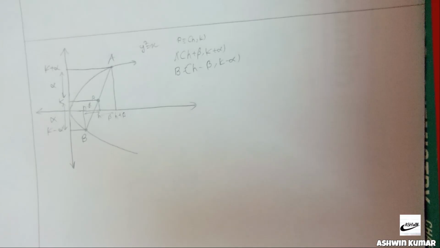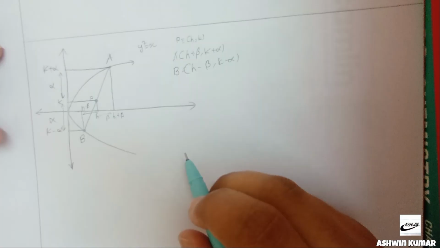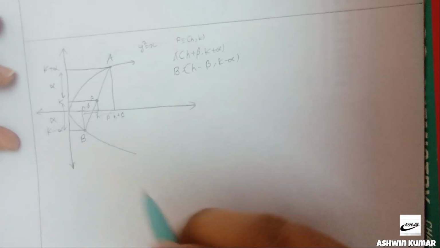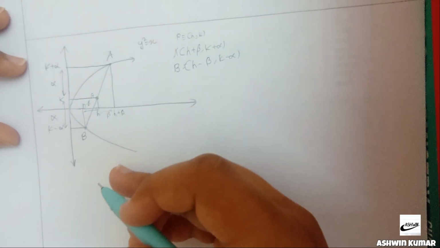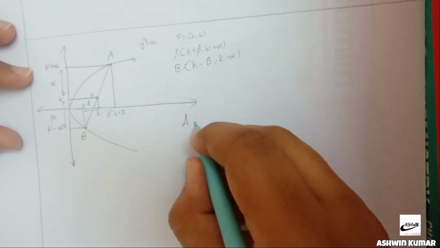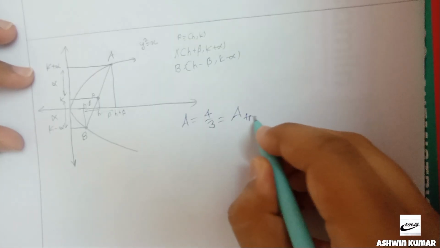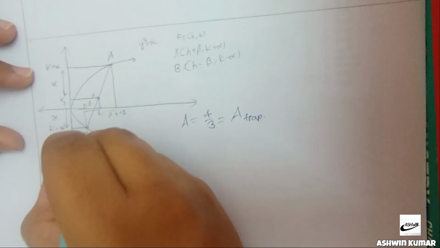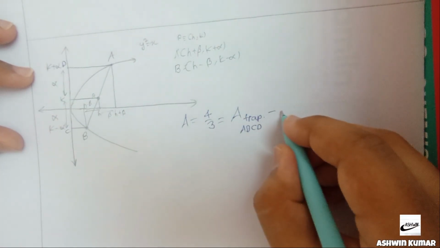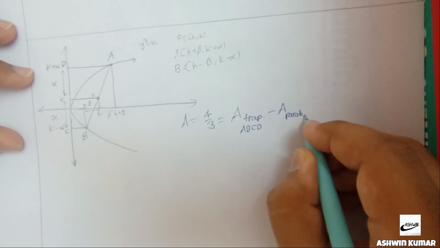Now what we are going to do is use the basic area under the curve. That is, the area bounded between the parabola and the chord is 4 by 3. Doing the area with respect to the x-axis is difficult, so we'll do it with respect to the y-axis. So the area, which is 4 by 3, is equal to the area of trapezium ABCD, let's say this is C and this is D, minus the area of the parabola which is lying under the y-axis.